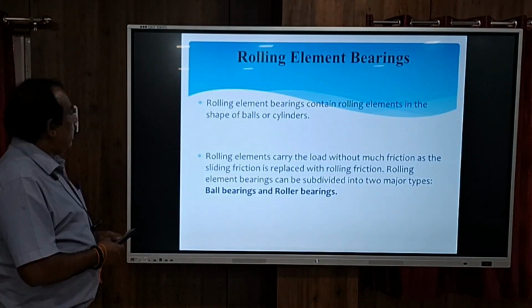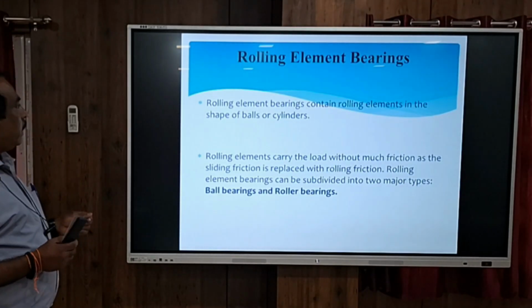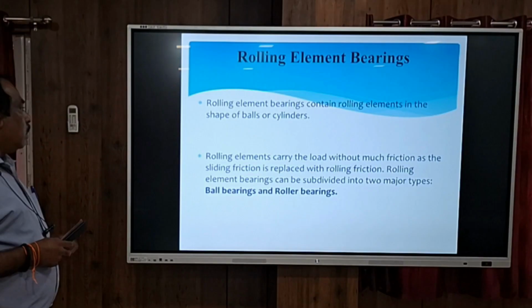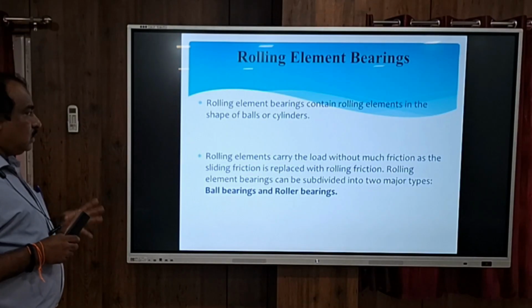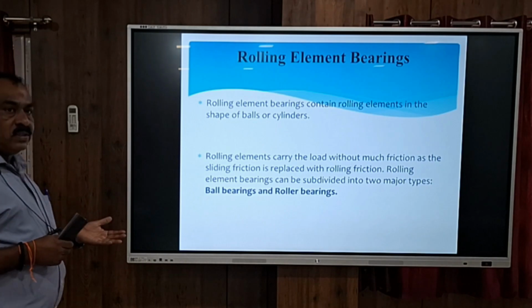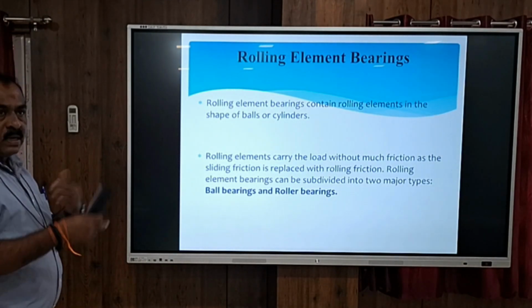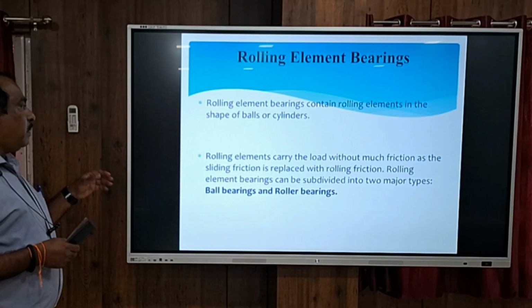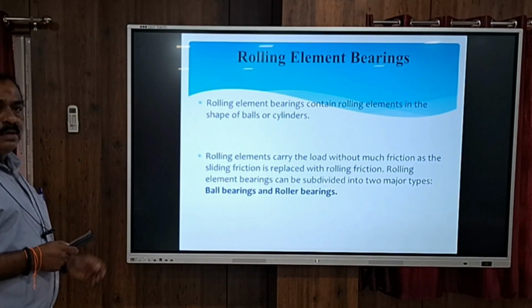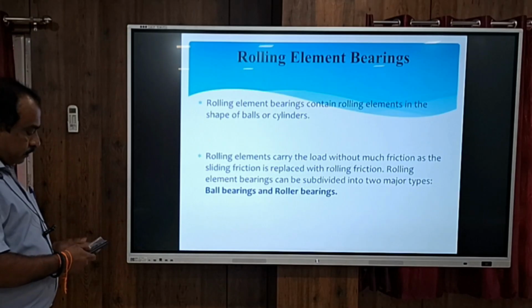A rolling element bearing contains rolling elements in the shape of balls or cylinders. The rolling element carries the load without much friction, as sliding friction is replaced by rolling friction. Instead of sliding, it is replaced by rolling friction. Rolling element bearings can be subdivided into two major types: one is ball bearing and another one is roller bearing.